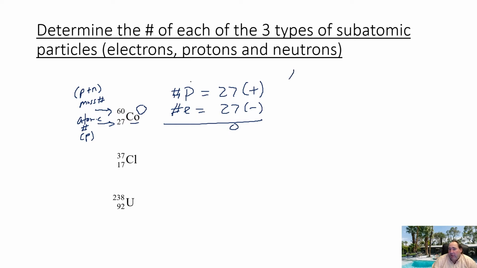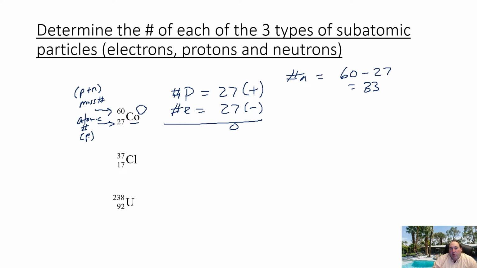Our number of neutrons is going to be our mass number, which is 60 in this case, minus our atomic number, which is 27. And again, if we take 60 minus 27, 33 looks like a winner here. It's going to have 33 neutrons.